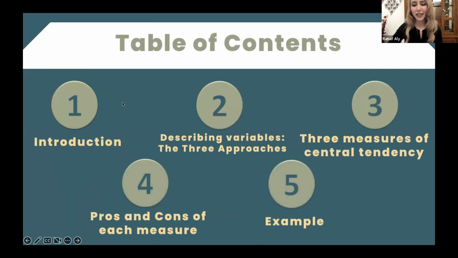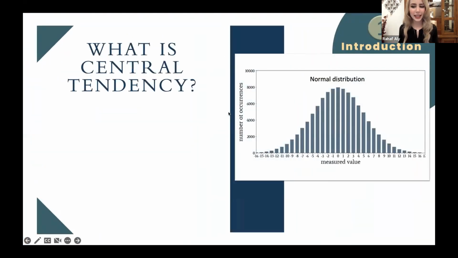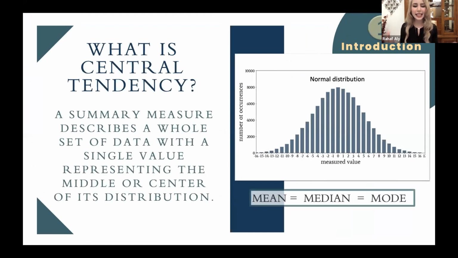So let's start with the introduction. What is central tendency? To put it easily, central tendency is a way of describing variables, and it gives us a single value that represents either the median, mode, or mean, the middle value and the most important value that will summarize the data for us.